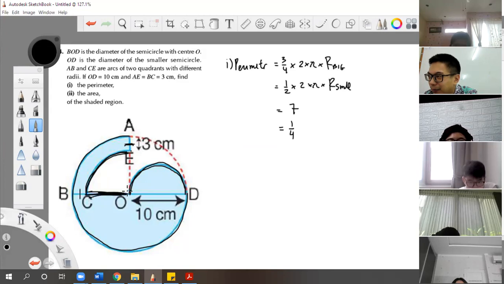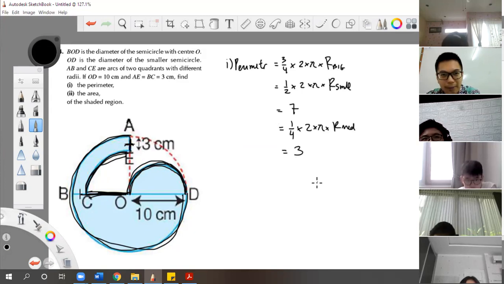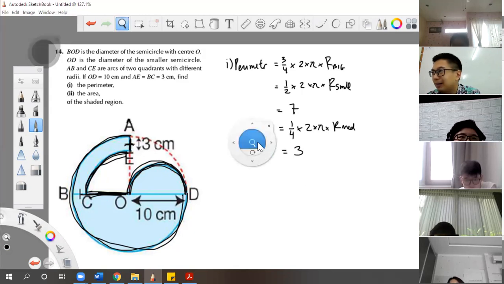Yes, this one and then this one. The first one, this one, you get it. Then the second small half, and the straight line 7, and then the one not reaching 3, plus 1/4 of 2 times pi times r medium, right? And then plus one more 3. Closed, safe. Yes, this is tiring.